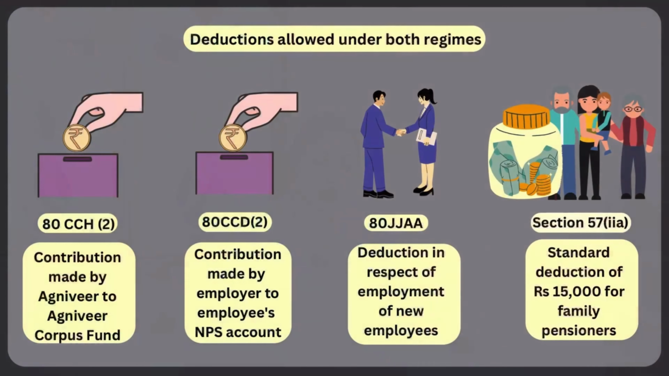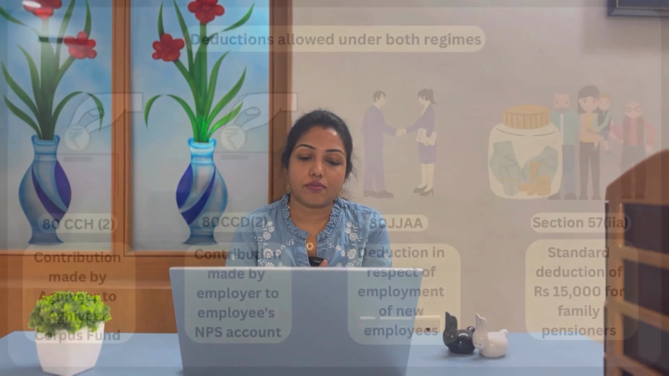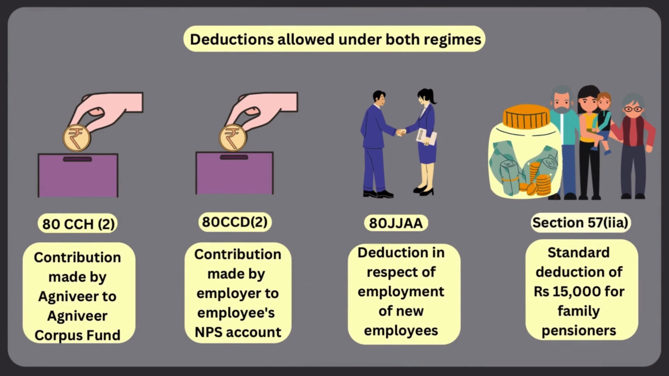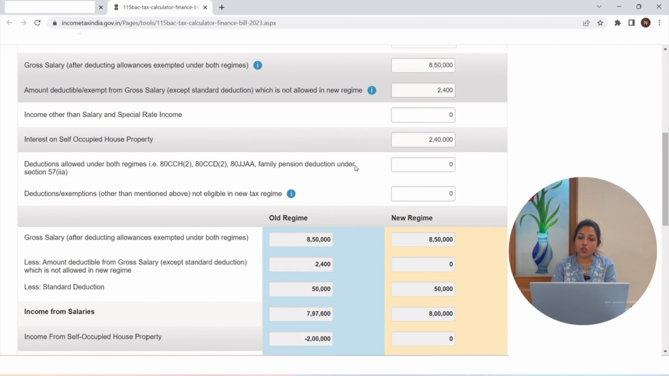So these are the deductions that are allowed under both regimes. So if there's any contribution that's been made by the Agniveer to Agniveer Corpus Fund, then you can claim that. Or if your employer has made a contribution to your NPS account, then you can claim that as deduction. And similarly, the rest that you see on the screen. Now, since Seema has not made any contributions towards these, she cannot claim any deduction here.